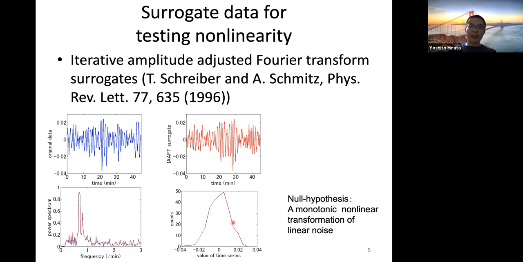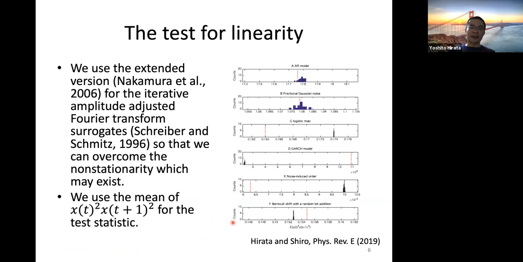So we generated many surrogate data, and we look for the difference between the original data and the surrogate data using a test statistic. The key point is how to choose the test statistic. In the existing literature, many people use test statistics based on determinism, such as the prediction errors. But here, I would like to propose using just a temporal mean of x(t) squared times x(t+1) squared as a test statistic.